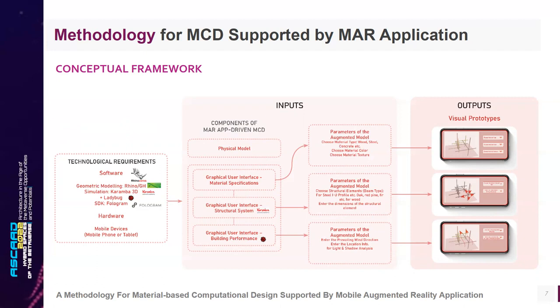Three different inputs, material properties, structural analysis, and building performance analysis, are added to this physical model by a mobile augmented reality application interface, and as a result, these analyses appear separately or optionally overlapped on the smartphone screen. Thus, the user can observe the effect of a digital intervention made on the physical model synchronously through simulations.